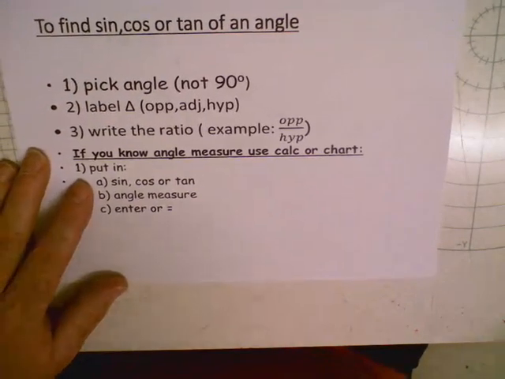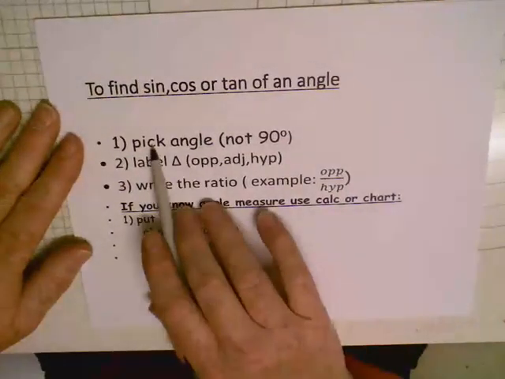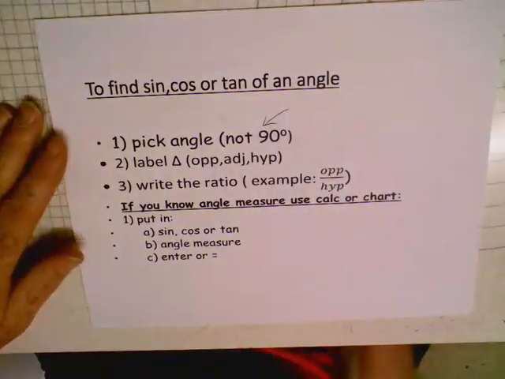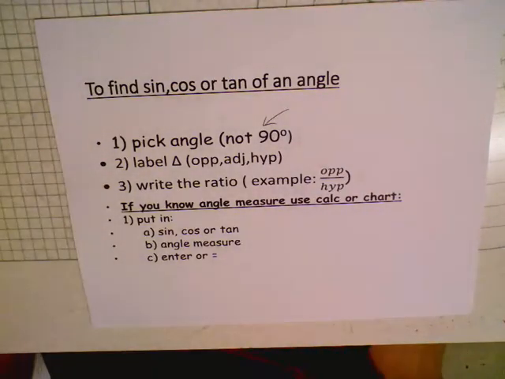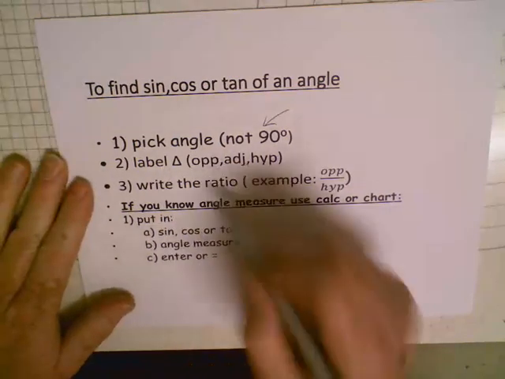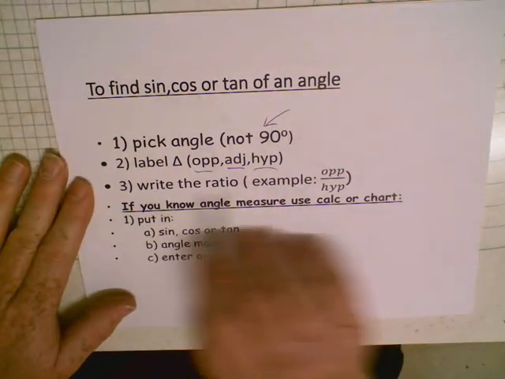To find the sine, cosine, and tangent of an angle, all you're going to do is pick the angle. We're never ever going to pick the 90-degree angle. Now I put some problems on the assignment that actually did pick the 90-degree angle just so you can see it. But as long as you're picking, you're not going to pick the 90-degree angle. Label the triangle with opposite, adjacent, and hypotenuse. And then write the ratio.